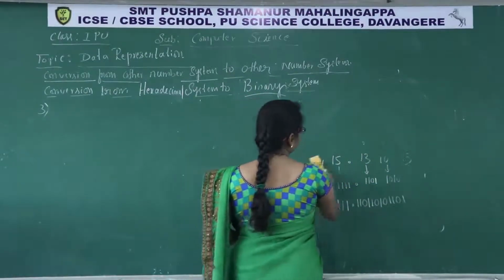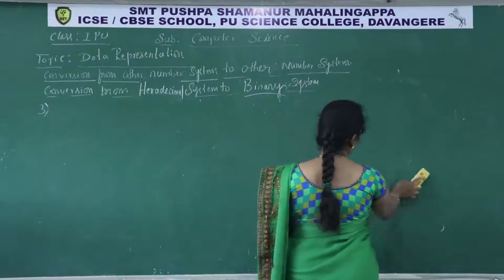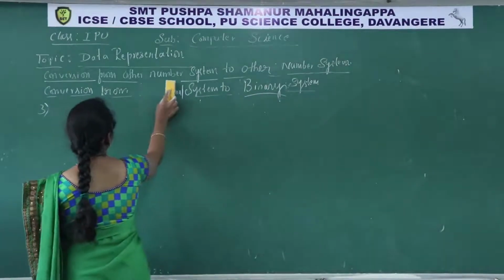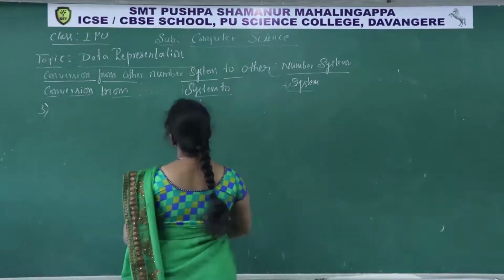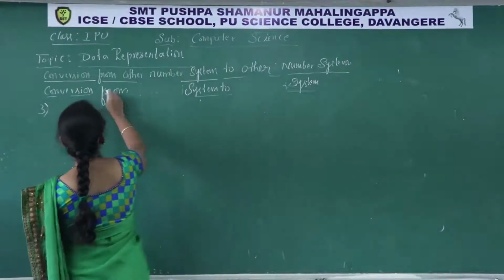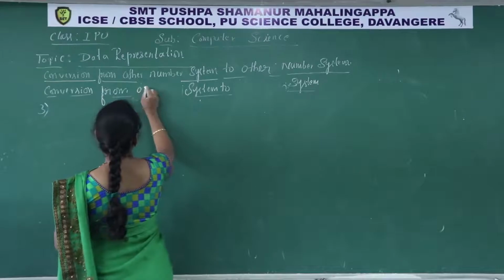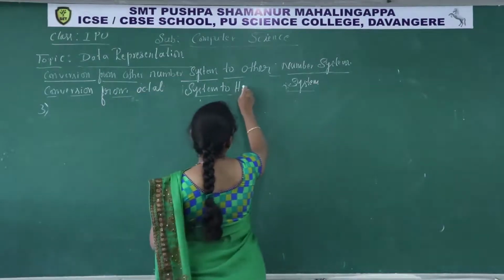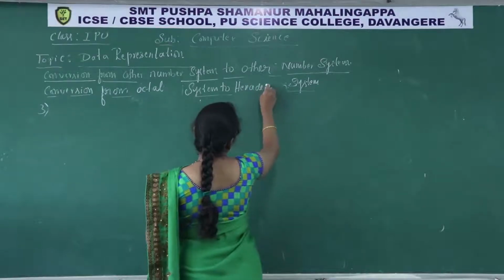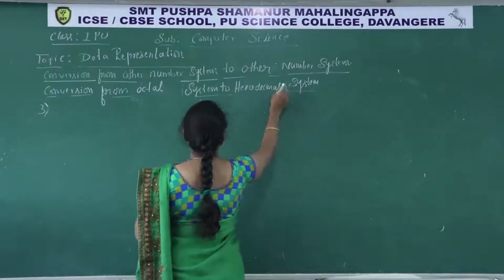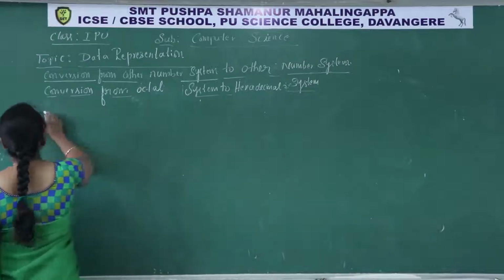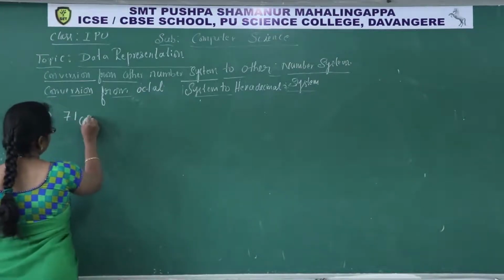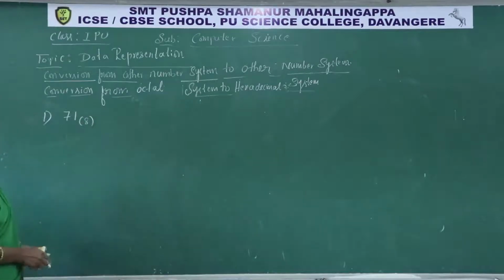Next conversion, octal to hexadecimal. Octal system to hexadecimal. First one, 71 base 8. This is the given octal number.